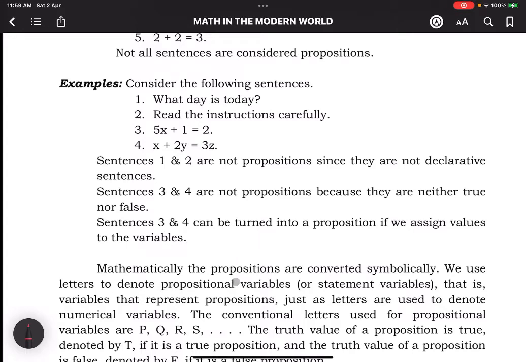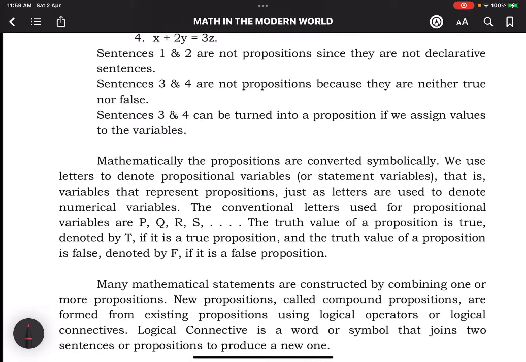Mathematically, the propositions are converted symbolically. We use the letters to denote propositional variables or statement variables, that is, variables that represent propositions, just as letters are used to denote numerical variables. So the conventional letters used for propositional variables are P, Q, R, S. The truth value of a proposition is true, denoted by T, if it is a true proposition. And the truth value of a proposition is false, denoted by F, if it is a false proposition.